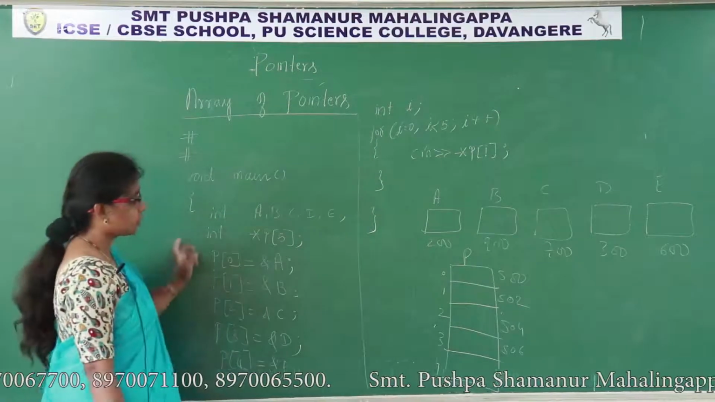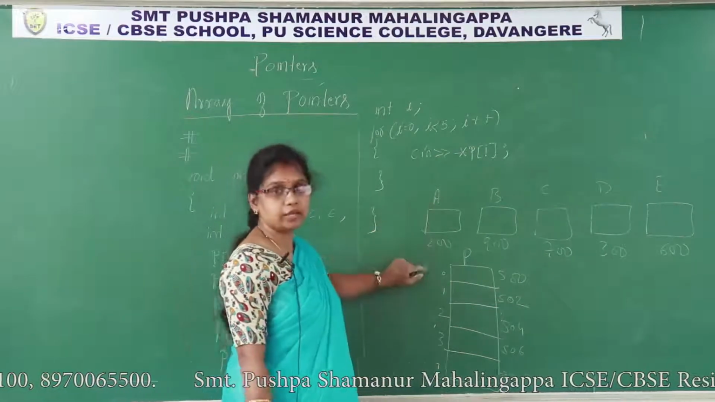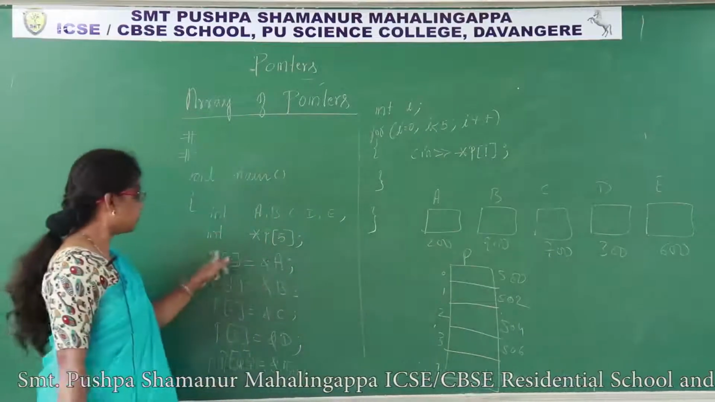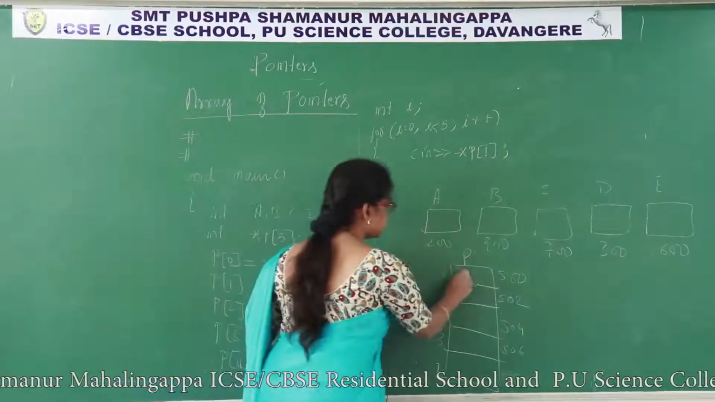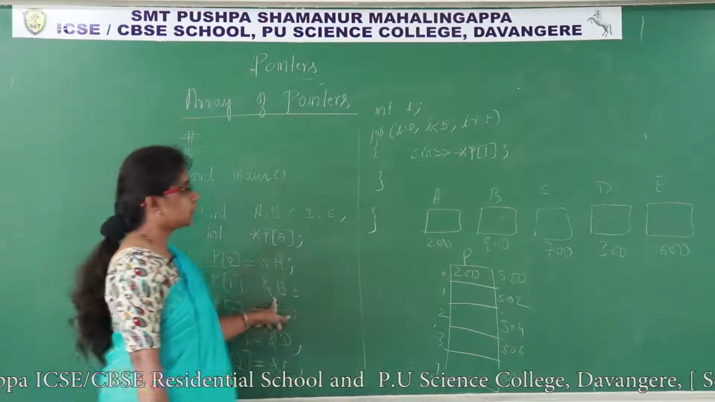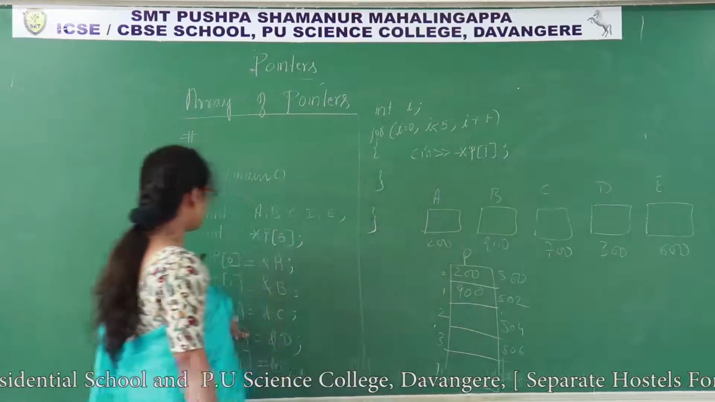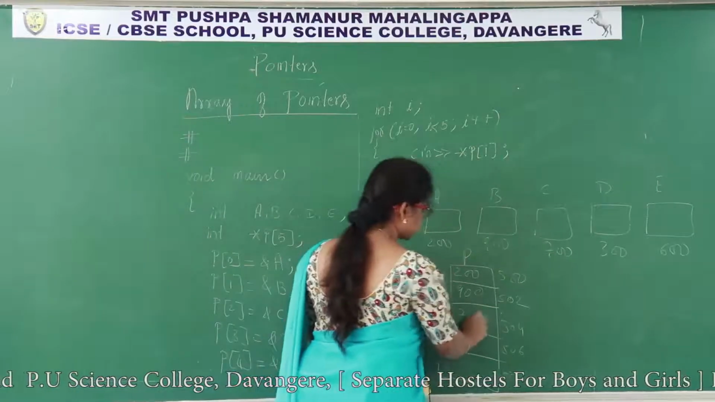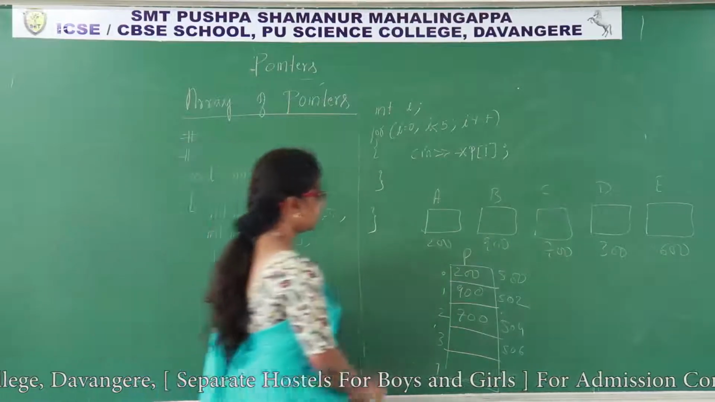Now, P of 0 has to contain the address of A. What is the address of A? 200. So I initialized it: P of 0 is equal to ampersand A, 200. Now, P of 1 is equal to ampersand B. The address of B is 900, so P of 1 is 900. P of 2 is equal to ampersand C, that is 700. P of 3 is equal to ampersand D, 300.